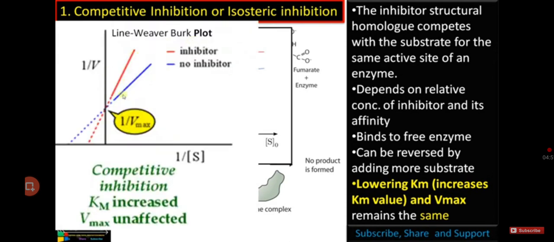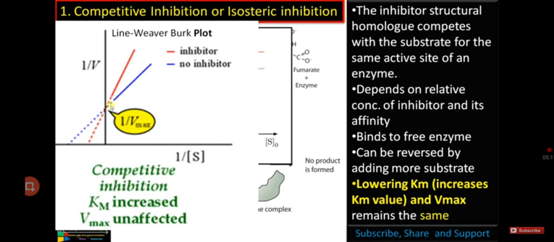So this is the Lineweaver-Burk plot. As you can see here, in the x-axis, it is the reciprocal of substrate concentration, 1 by S. In the y-axis, the reciprocal of velocity, 1 by V. This red one is with inhibitor, this blue one without inhibitor. As you can see, this Km has shifted from this region to this region. So Km value increases, therefore affinity decreases.